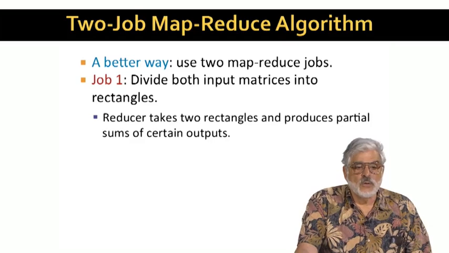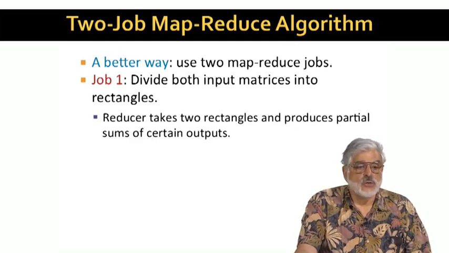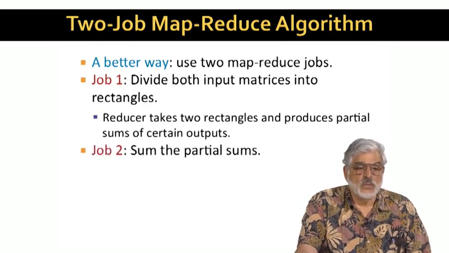For the first MapReduce job, we divide both input matrices into small rectangles. A reducer gets the elements in two of these rectangles, one from each input matrix. No reducer can produce any output completely, but it contributes to a square of outputs. The second job simply sums the contributions to each output from the various reducers of the first job, thereby producing the correct output elements.